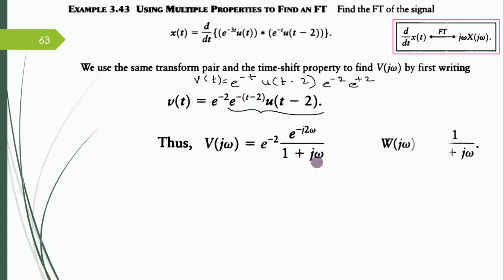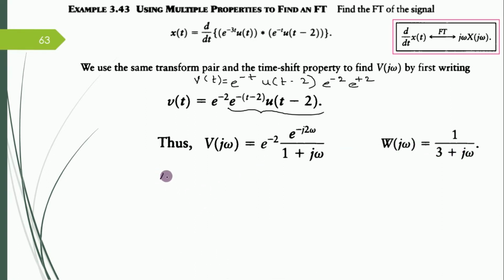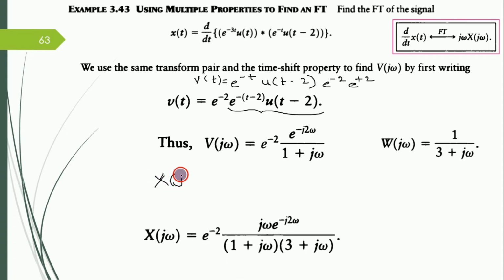plus j omega. So W of j omega we had got earlier as this. So we need to multiply now. When you multiply, I had shown it as X of j omega is equal to V of j omega into W of j omega. So when you multiply, you get these things, and we had the j omega component as well.